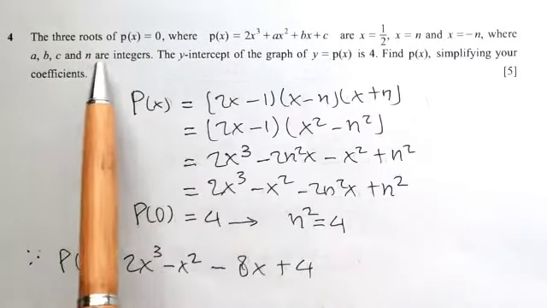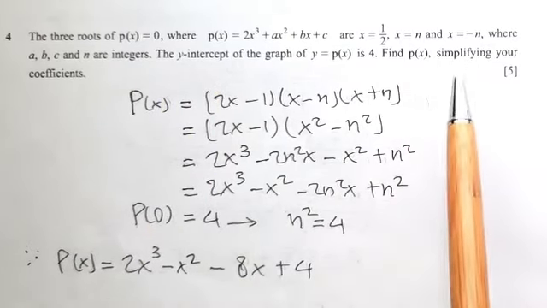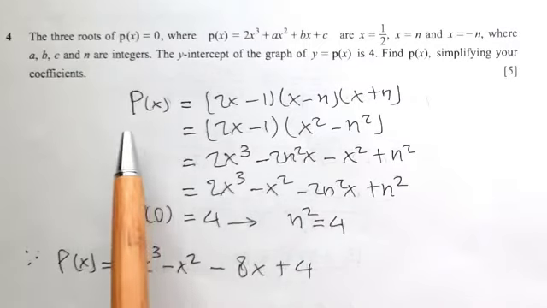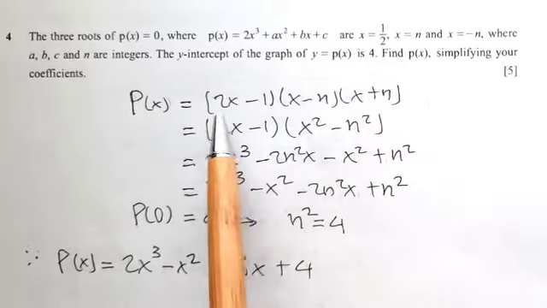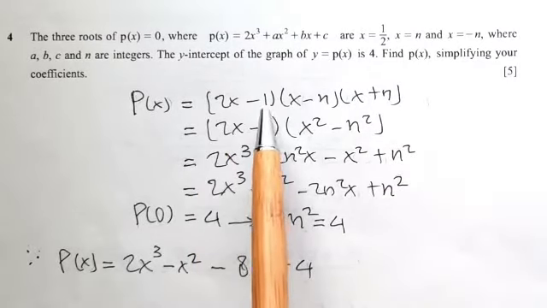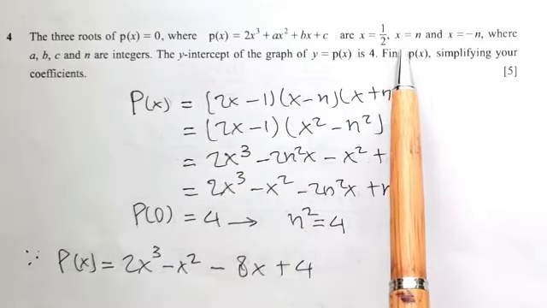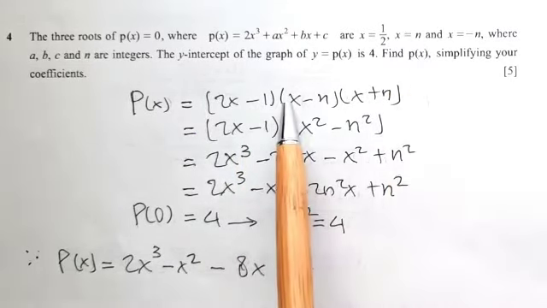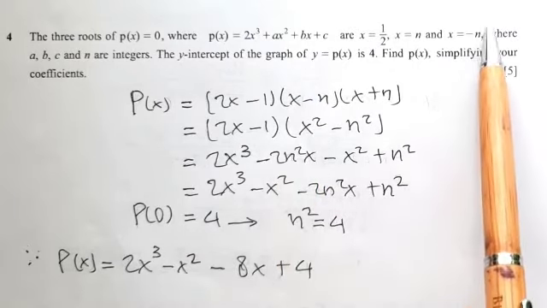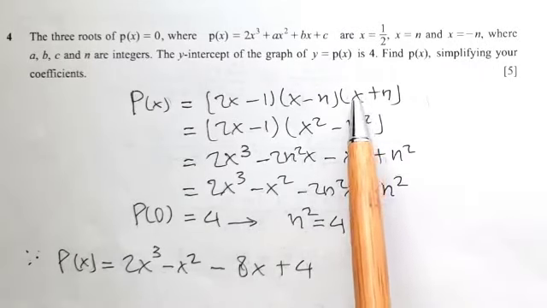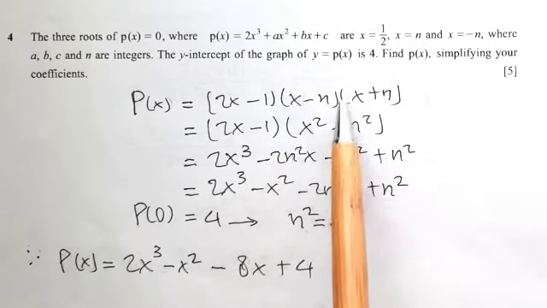We see the roots of this cubic equation, that is half, n, minus n. Thus we can write p(x) in terms of factors, that is when x is half, the factor is 2x minus 1, because if 2x minus 1 equals 0, x is half. And if the root is n, the factor is x minus n, and when the root is minus n, thus the factor is x plus n. Thus p(x) equals (2x minus 1) times (x minus n) times (x plus n).